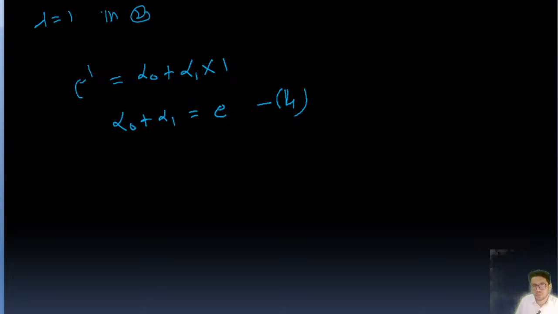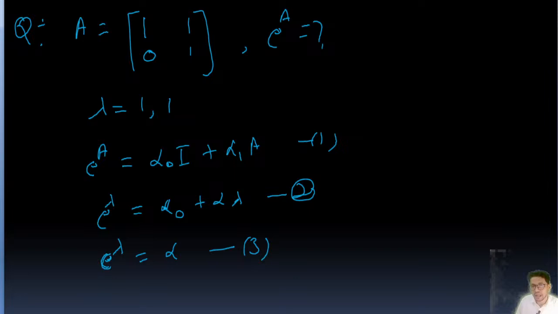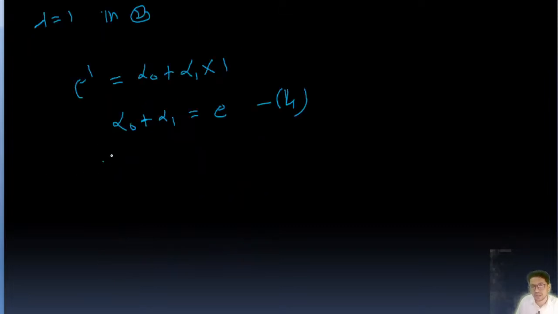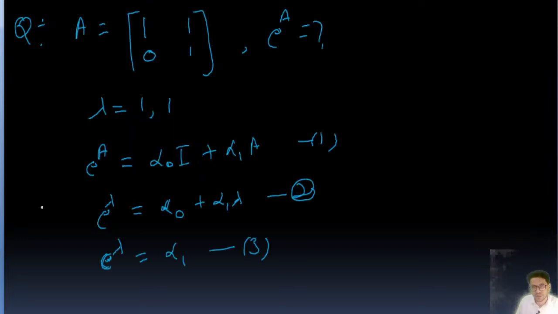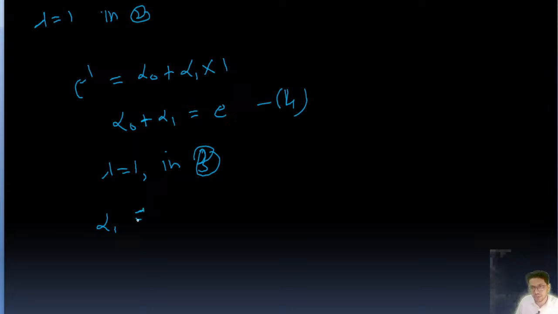So now we'll find the value of alpha 1. For lambda equal to 1, putting lambda equal to 1 in equation 3, alpha 1 equal to e to the power lambda, that is e to the power 1. So that implies alpha 1 equal to e, right?